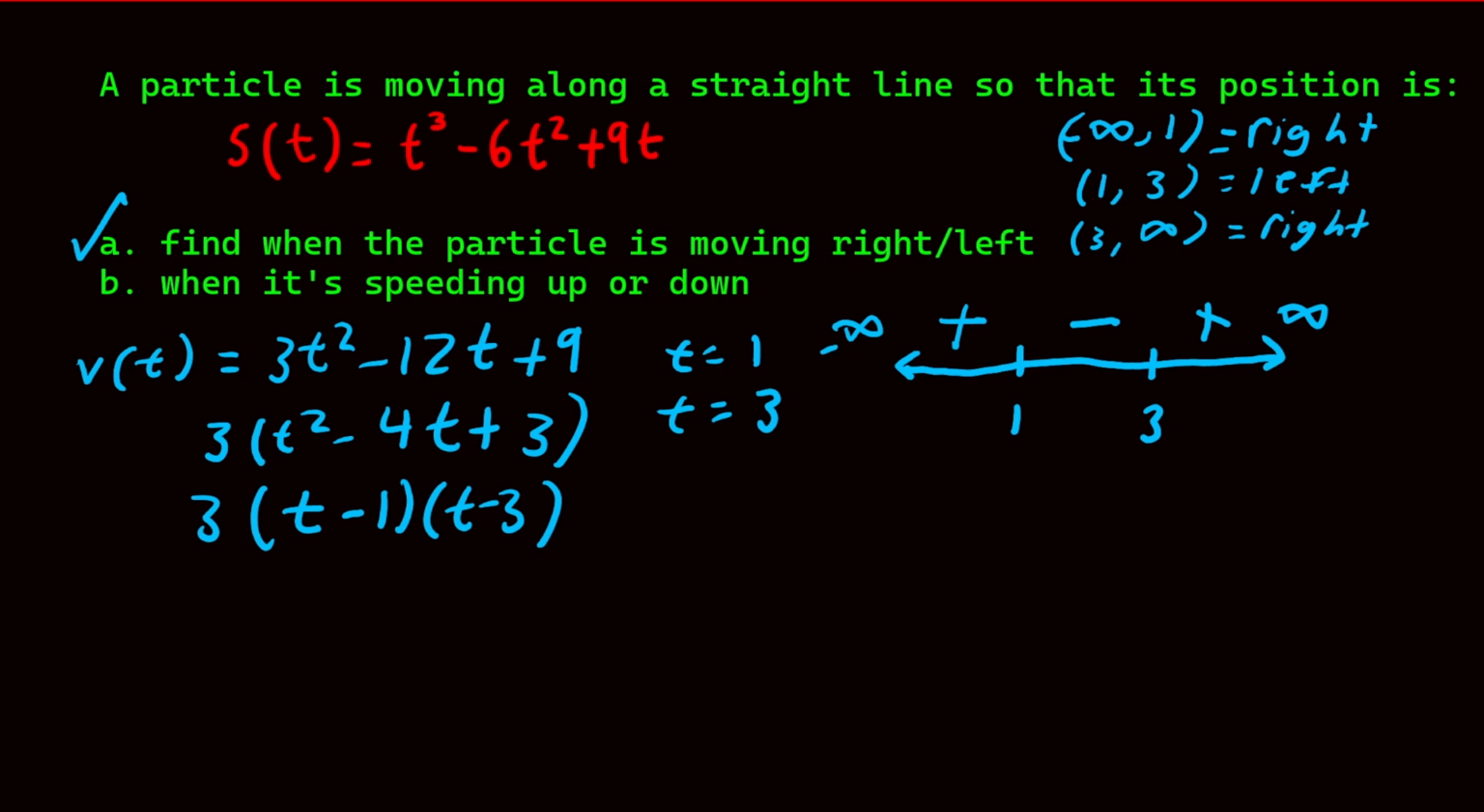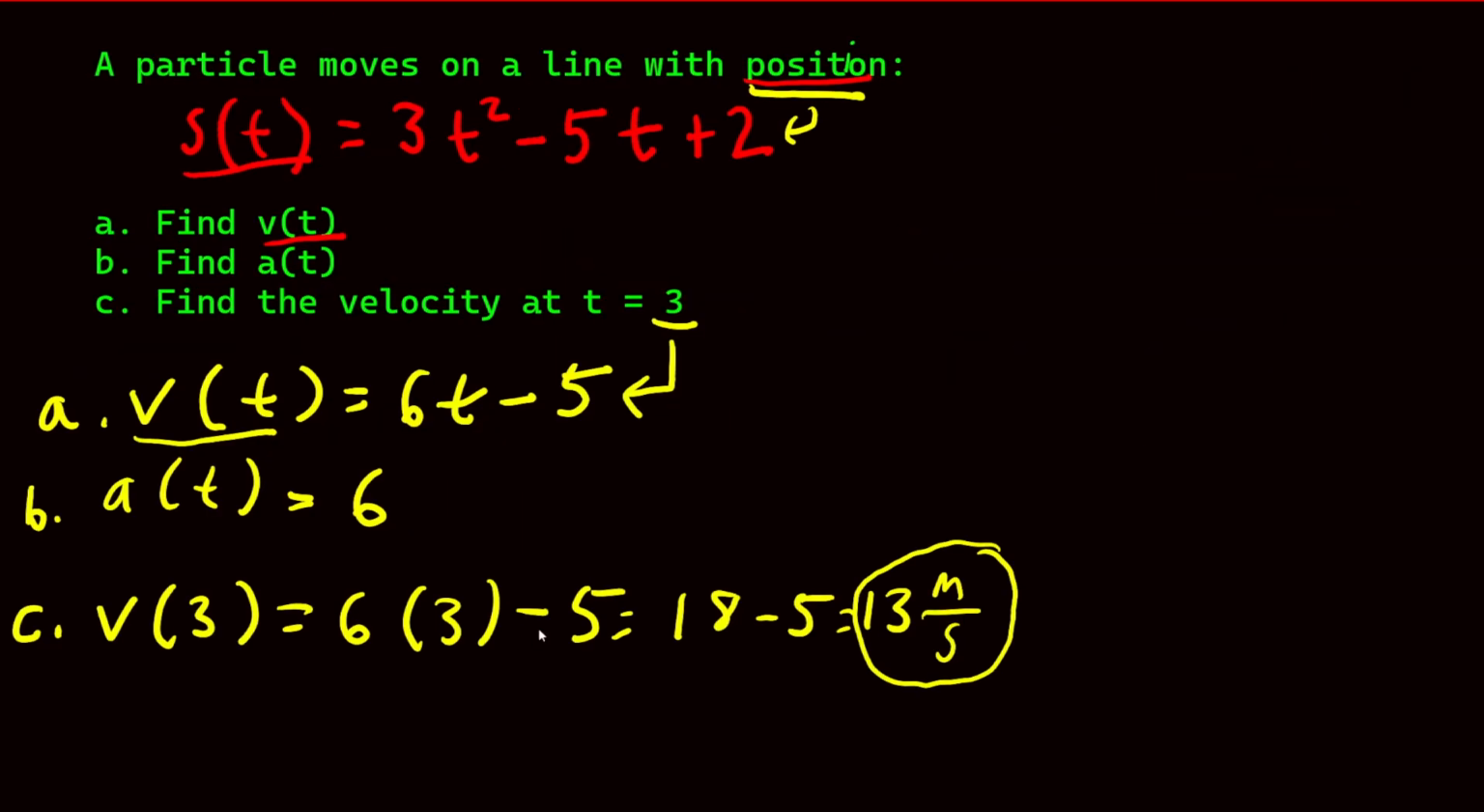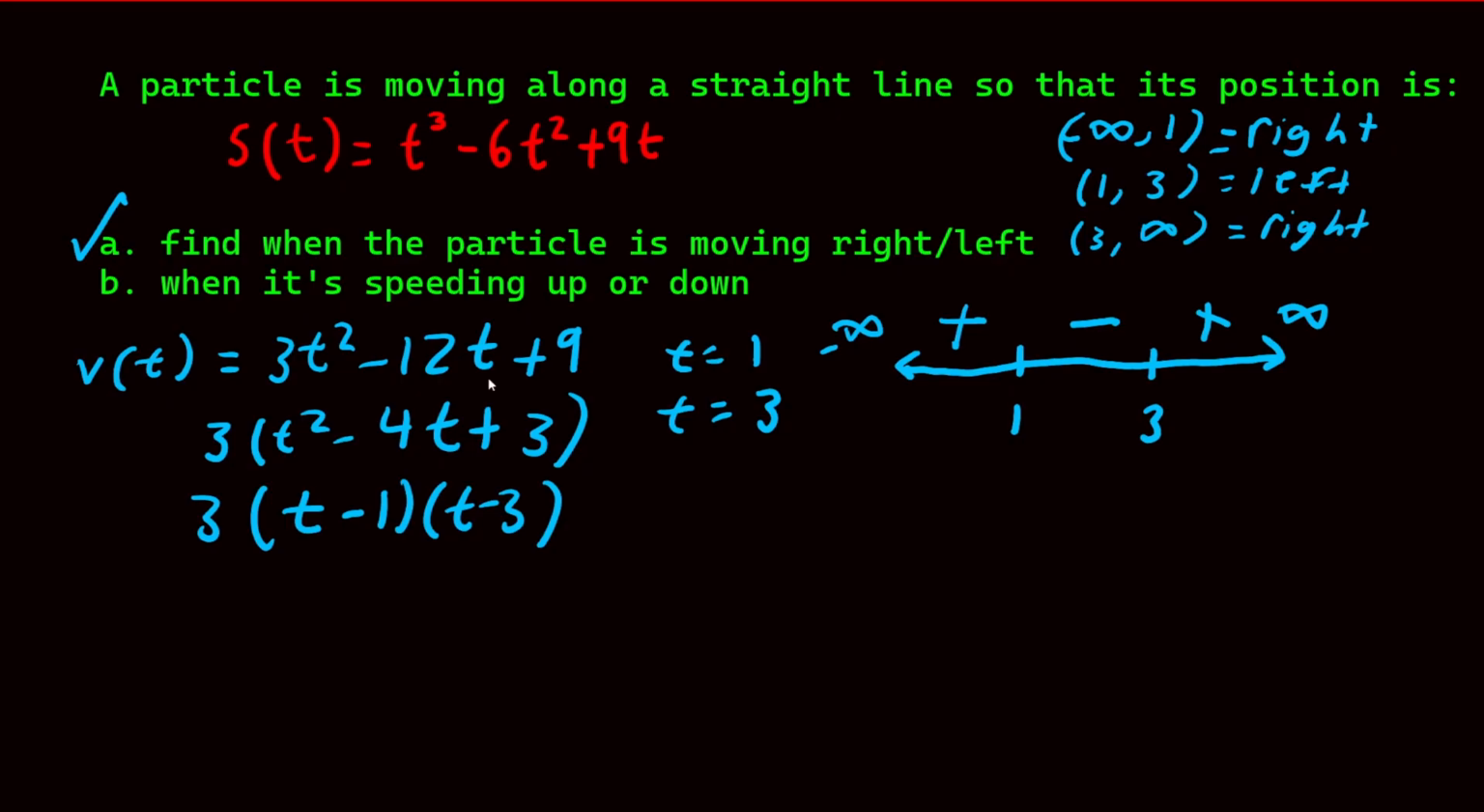This is important. To find out when an object is speeding up or slowing down, you need to bring in acceleration. In the last problem, we didn't really need to talk about acceleration. We just found the function for it. But this time, we're going to need another sign chart. So let's write out the acceleration function. The acceleration function is the derivative of the velocity function, which is 6t minus 12.